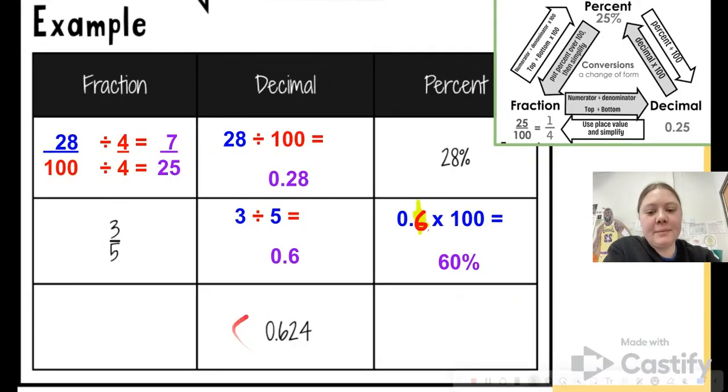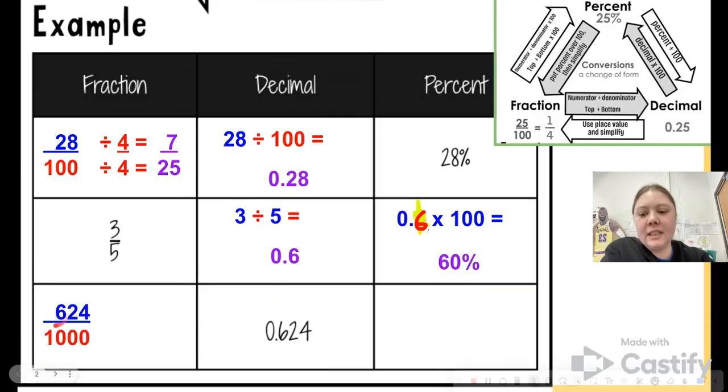Next up, we've got this decimal, 0.624, and we're going to go to fraction form. So I'm going to use place value. We've got the tenths, hundredths, then thousandths. So that tells me I'm going to put it over 1,000. So we've got 624 over 1,000. Now you can put this in your calculator to simplify. I happen to know that the greatest common factor is 8. And I also happen to know that if you divide the top and bottom by 8, you get 78 over 125.